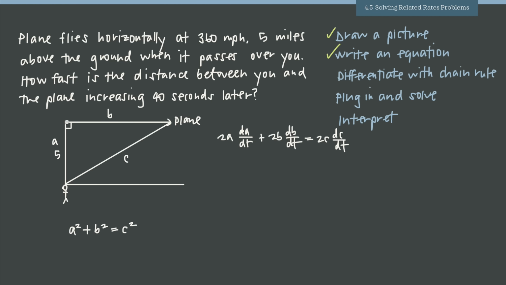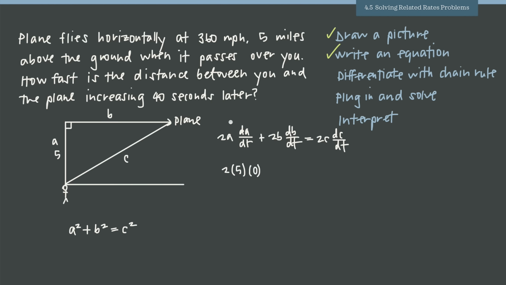Well, we know that the plane is flying perfectly horizontally and that it's 5 miles above the ground, so A is always going to be 5. So A will always be 5. And the rate of change of A, because A is constant, the rate of change is 0. So dA over dt is going to be 0.